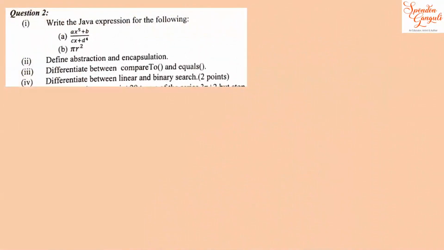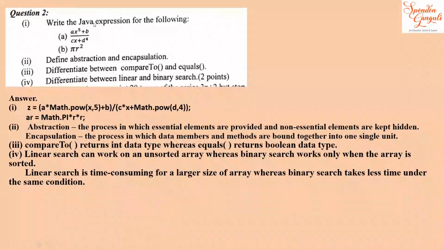Let's move on to question 2. Write the Java expression for the following. Then define abstraction and encapsulation, differentiate between compareTo and equals, differentiate between linear and binary search. We'll go over the answers all together. Whenever an expression is asked, the entire statement should be written in one statement or one line and not broken into pieces.